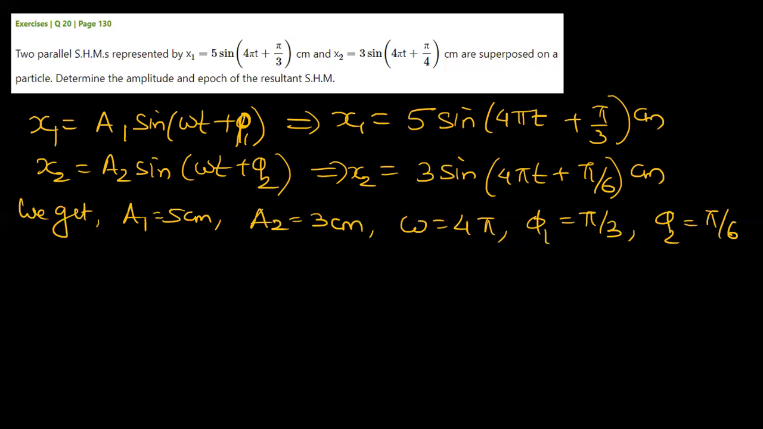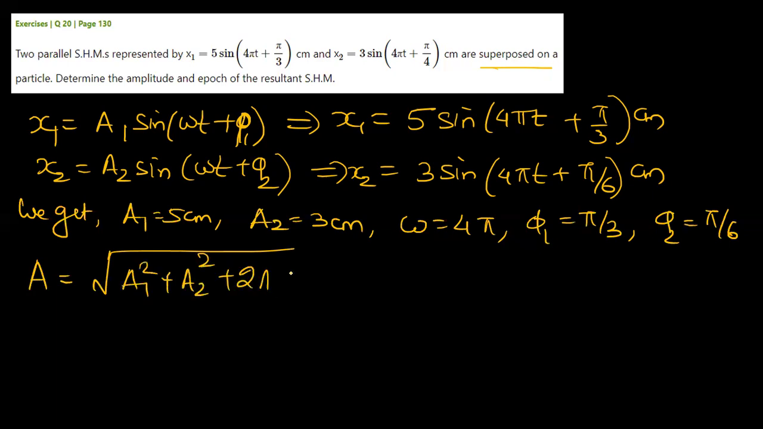Okay. The question is telling they both are superposed. When they both are superposed in a particle, they determine the amplitude and epoch. Now resultant amplitude A is equal to root of a1 square plus a2 square plus 2a1 a2 cos (phi 1 minus phi 2). This is our formula.